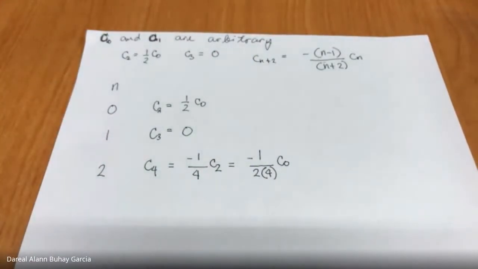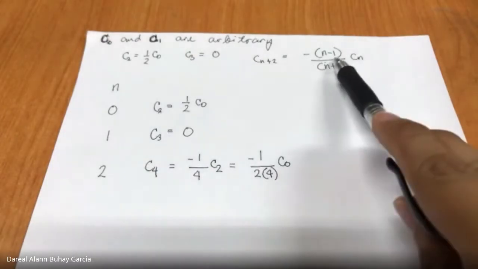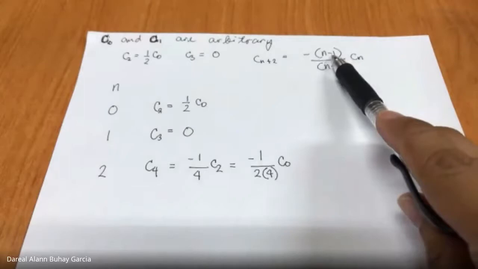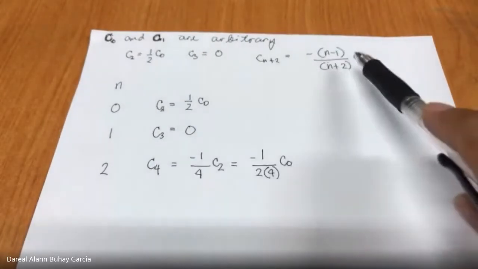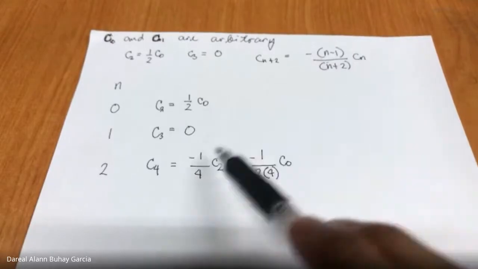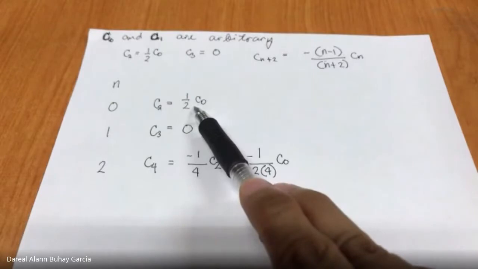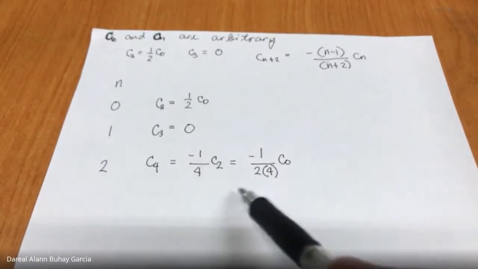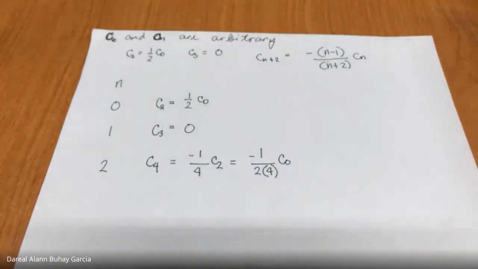Did I not obtain it? No? Just substitute 2 here. 2 minus 1 is 1. So negative 1. 2 plus 2 is 4. C of 2 is C2. But C2 is 1 half C sub 0. So negative 1 over 4 times 1 half. I hope that's clear.